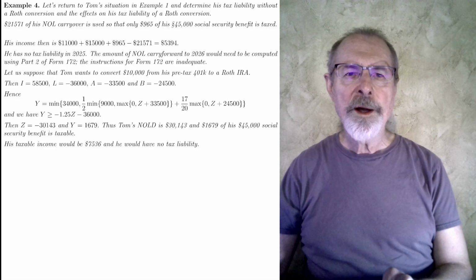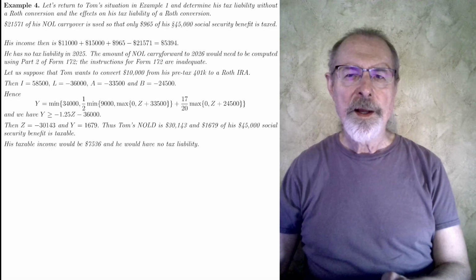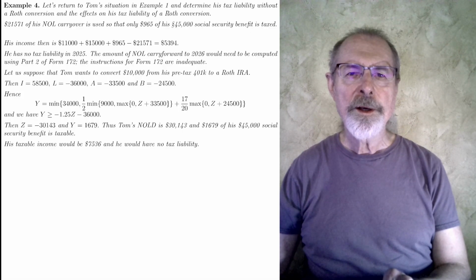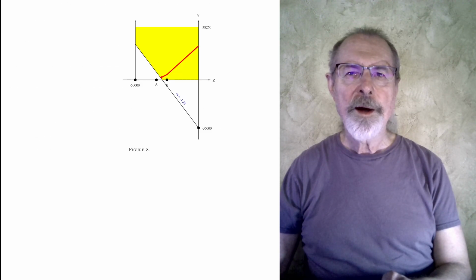His total income would then be $7,536, and his standard deduction would wipe that out, and he would have no tax liability. So by using his NOL deduction, he's able to convert an extra $10,000 from a pre-tax retirement account to a Roth IRA without having any tax liability. And once again, I believe this figure makes things much clearer than the instructions that the IRS provides.